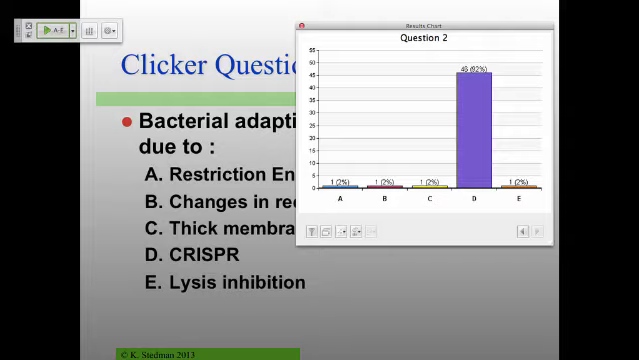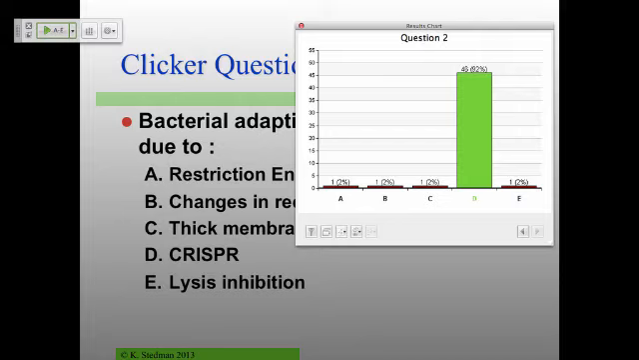We'll talk much more about restriction endonucleases. Restriction endonucleases are a great way that bacteria can protect themselves from viruses, but it's not an adaptive process. Changes in receptors, again, is mutational pressures. We talked about this in molecular genetics just yesterday. Thick membranes is probably another evolutionary way to deal with viruses and just general attack. CRISPRs, these are the spacer regions which are acquired, we're not quite sure how, from virus infections. And then lysis inhibition we'll talk about later on as well. So that one, I guess I explained properly, or somebody else told you about it, as the case may be.